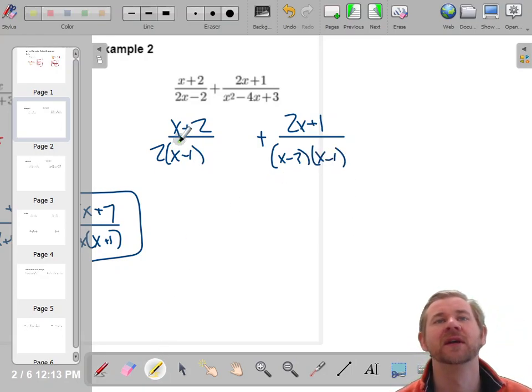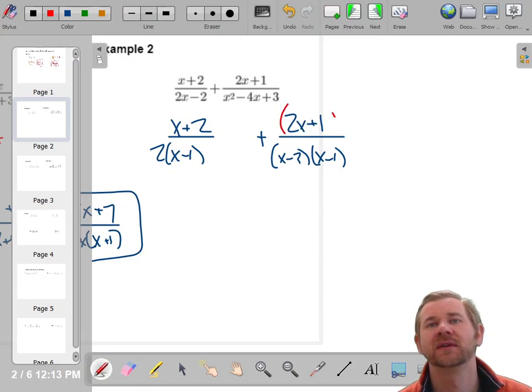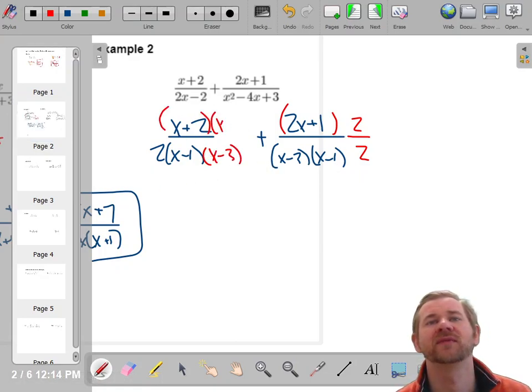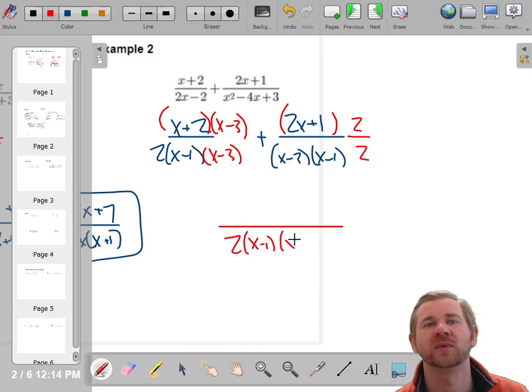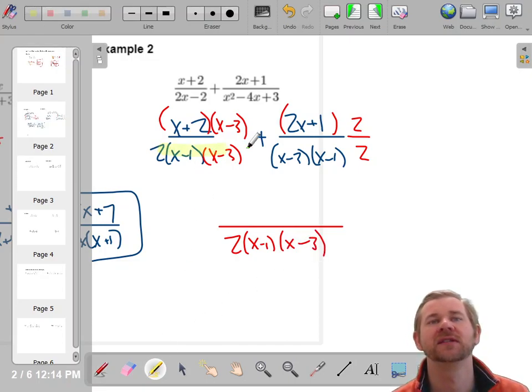So what do they have in common? They have an x minus 1 in common. What don't they have in common? Well, this guy's got a 2, so this one needs a 2 in the top and the bottom. And now we've got 2, x minus 1, x minus 3 here. And if you do it in the bottom, you have to do it in the top. So my common denominator will be 2 times x minus 1 times x minus 3. See that those are the same now.